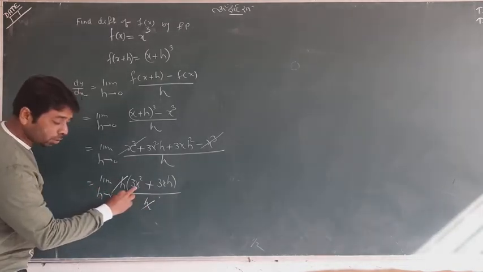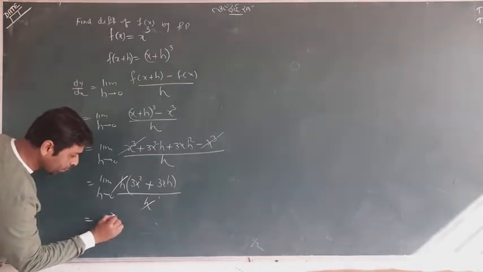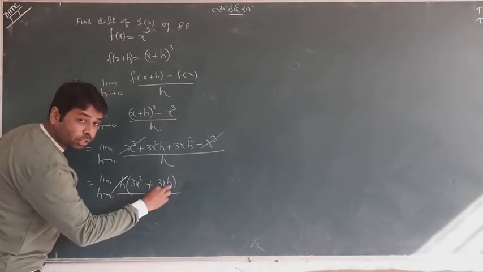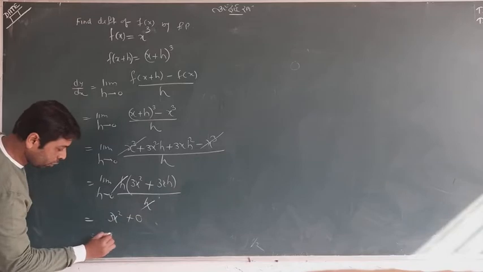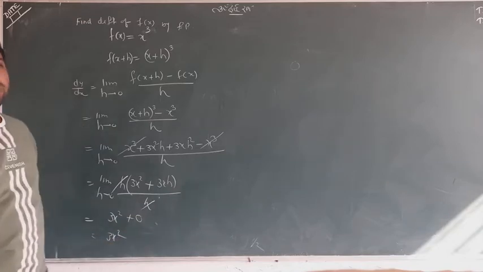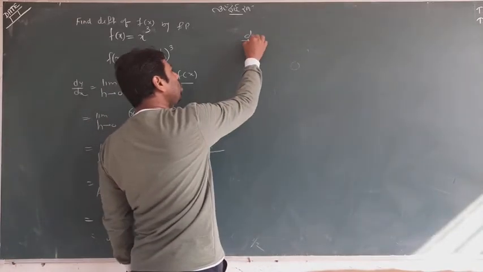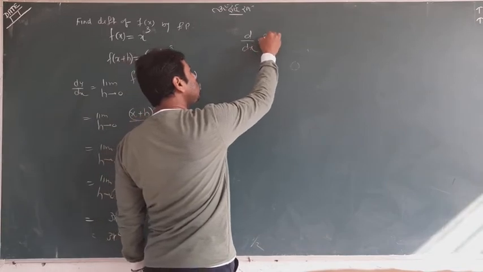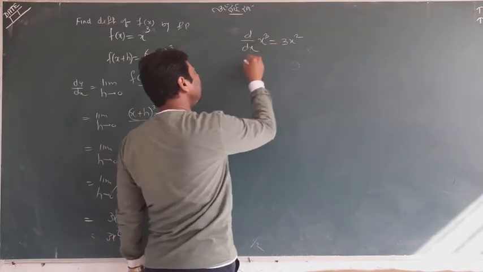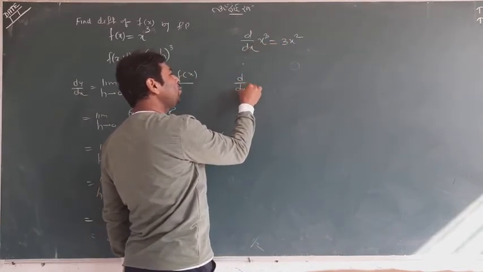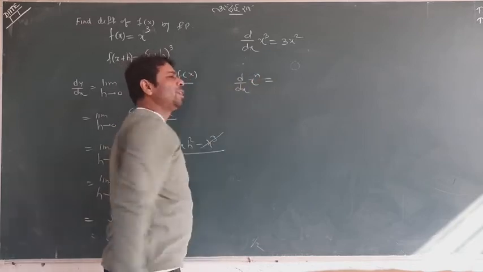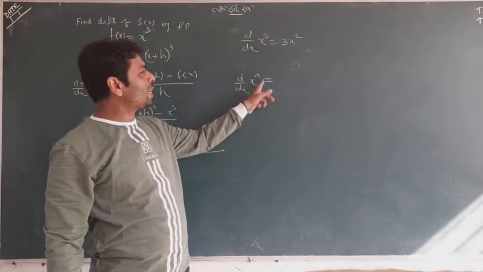The term without h stays as it is. The term with h will be 0. So your answer is 3x square. What a very good answer you got. D by dx of x cube, we got 3x square. So can you make the formula from this? Suppose this 3 is not 3 but n.